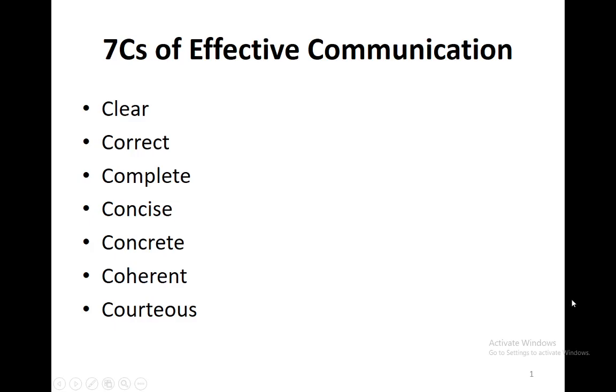So the 7 C's of communication, maybe some of you already heard about that. The first one is clear, the second one is correct, the third one is complete, the fourth one is concise, the fifth concrete, the sixth coherent, and the seventh one is courteous. So in short, to explain those seven in a single line, it means that your message should contain all those 7 points if you want an effective and successful communication.